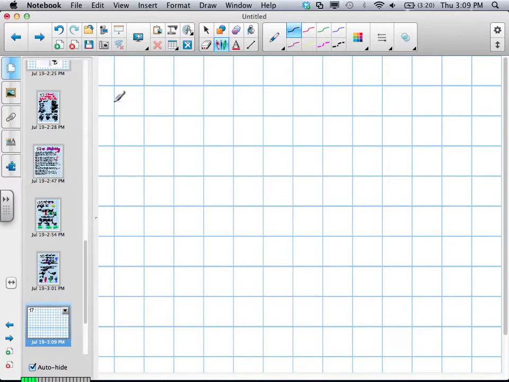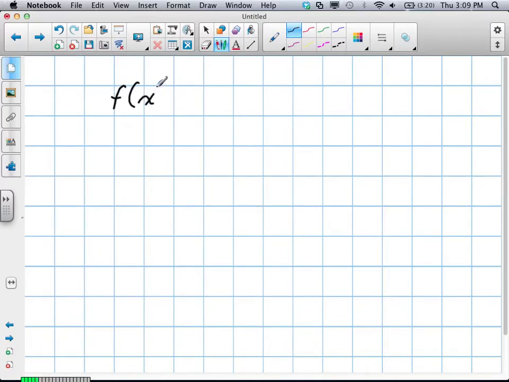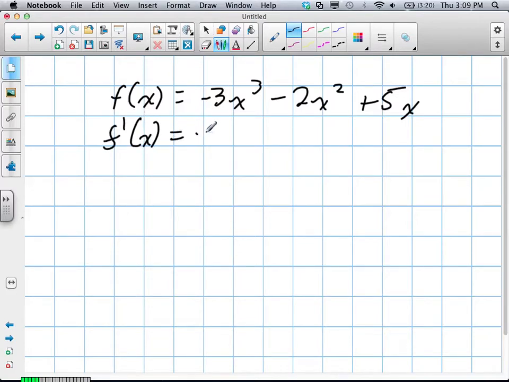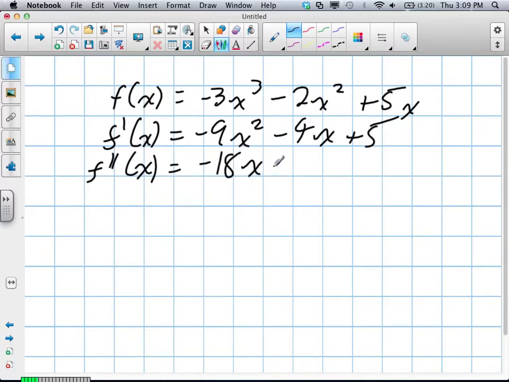The original function said, again, f of x was equal to -3x cubed minus 2x squared plus 5x. The derivative, -9x squared minus 4x plus 5. The second derivative, -18x minus 4 is our second derivative. Okay. We need to find our point of inflection. If there is one, that's when f double prime x would be equal to 0.